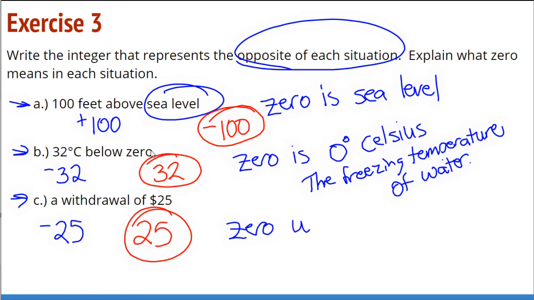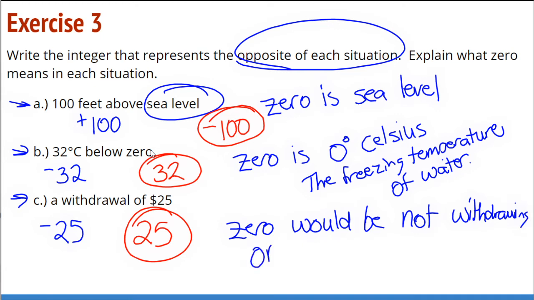0 would be not taking any money out, not withdrawing any money. But not just withdrawing, we also would not be depositing. So 0 in this situation is not taking any money out, and it's also not putting any money back in.